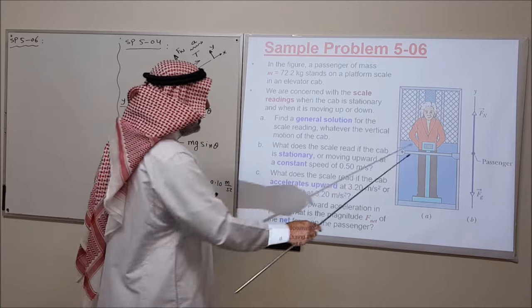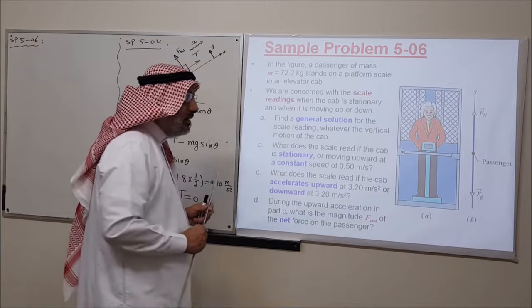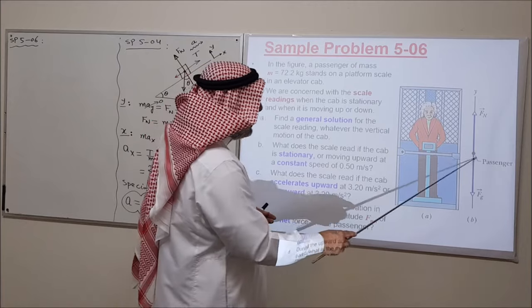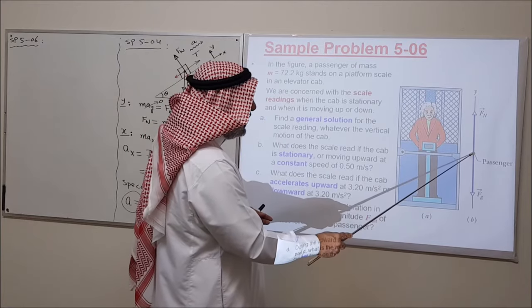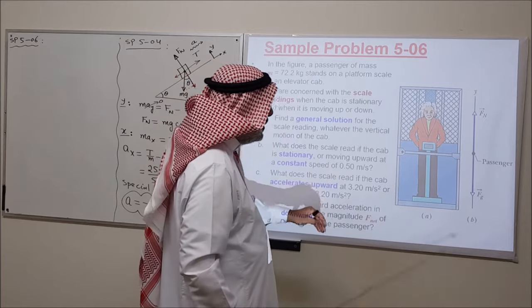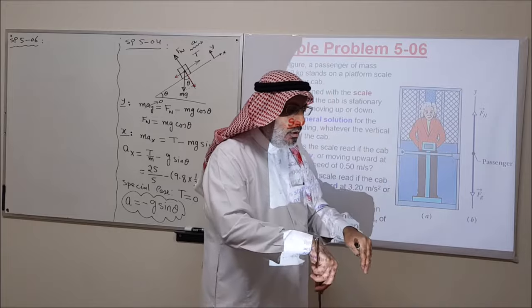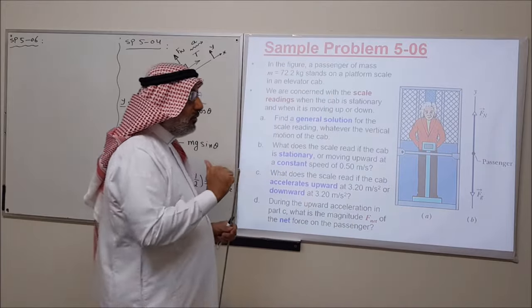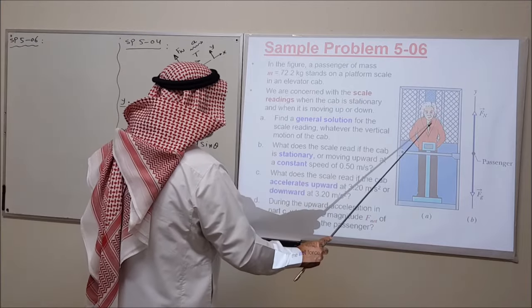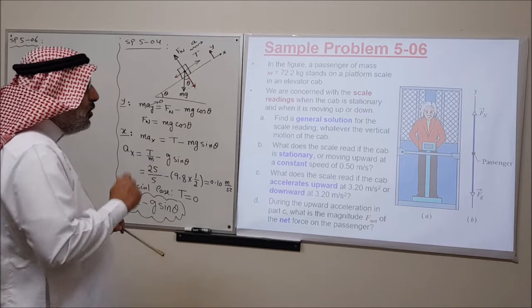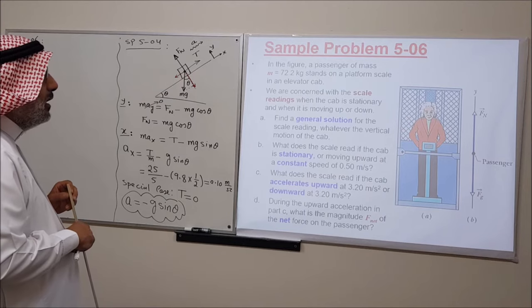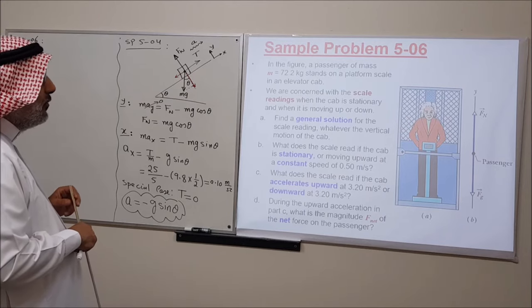What will be the reading of the scale? Well, the reading of the scale is the normal force acting on the person. Here is the situation. The passenger, the person is there. The two forces acting on him are the gravitational force and the normal force. The scale reading will be the normal force, because he pushes down, the reaction of the scale will be the normal force. So what we are looking for here is how much is the normal force exerted on the person by the scale. So part A of the problem says, find a general solution for the scale reading, whatever the vertical motion of the cab.